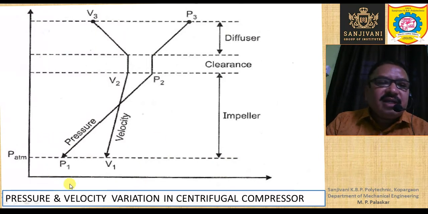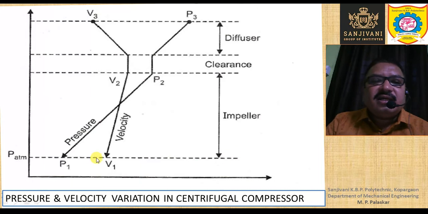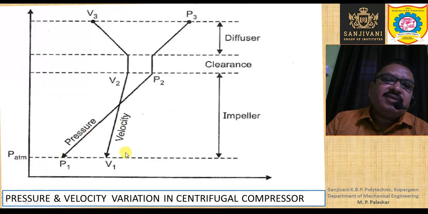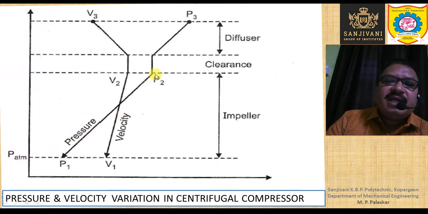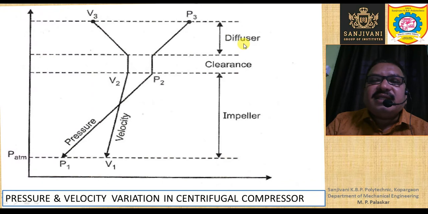Now with the help of this graph, we can see the variation of the pressure and velocity in the impeller and the diffuser. So what happens to the pressure of the air and to the velocity of the air inside the impeller and the diffuser? So this is the clearance, that is the space between the impeller and the diffuser. First of all, let us consider the pressure. You can very easily see that the pressure increases inside the impeller. In the clearance space there is no change in the pressure, and inside the diffuser there is a further increase in the pressure. So pressure increases both in the impeller as well as in the diffuser.